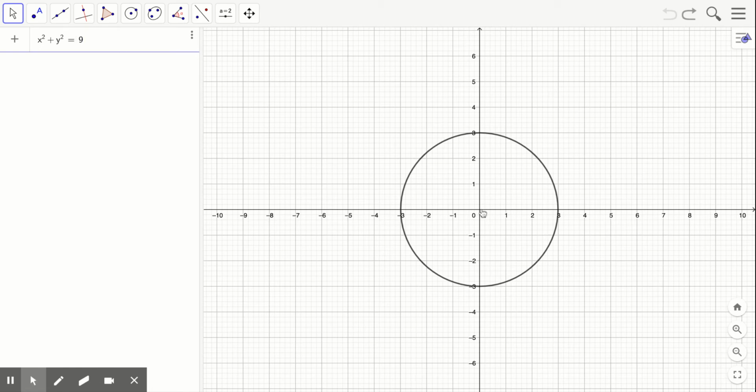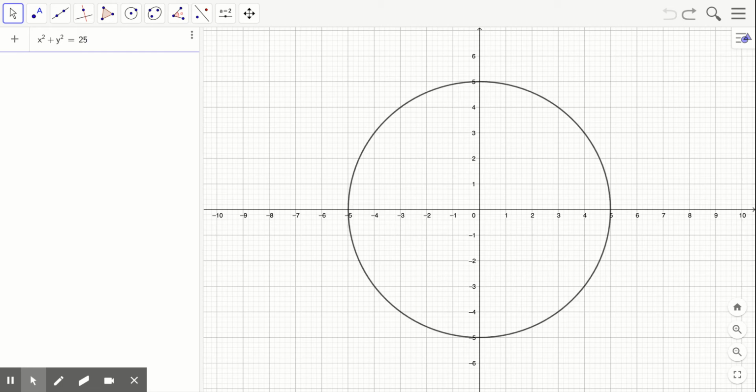And if you'll notice, the radius is 3, or the square root of 9. So if I was to increase this to 25, then if you'll notice, the radius is now 5, because the square root of 25 is 5. Now, this circle has always been centered at the origin, 0, 0.